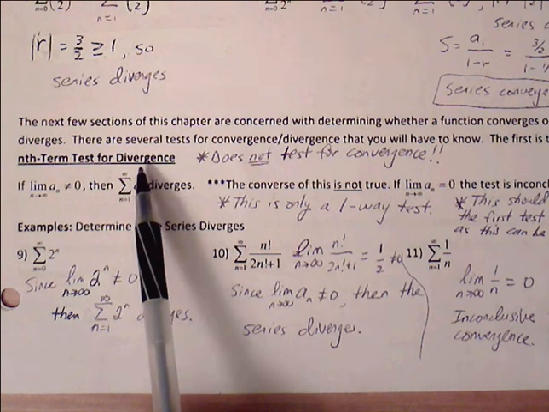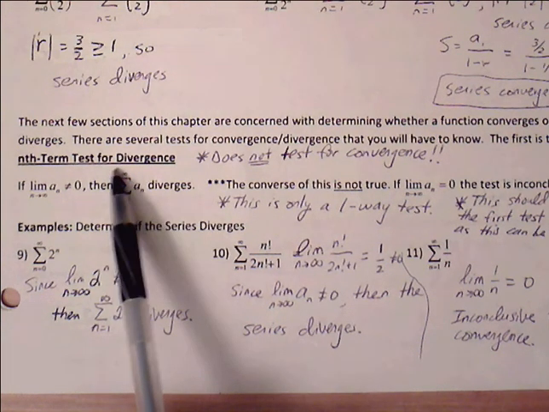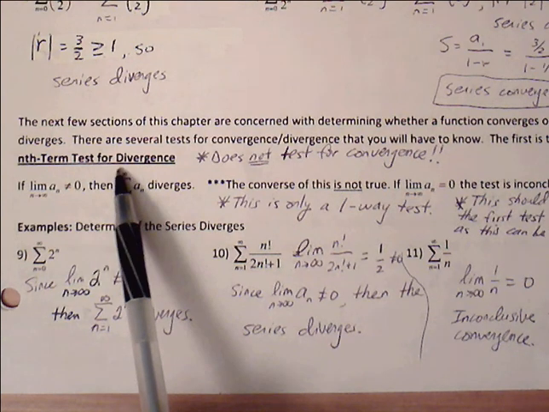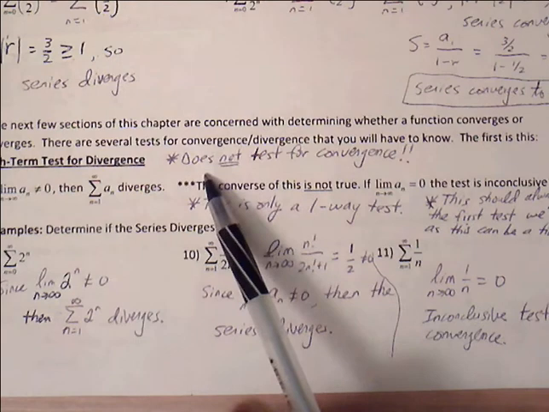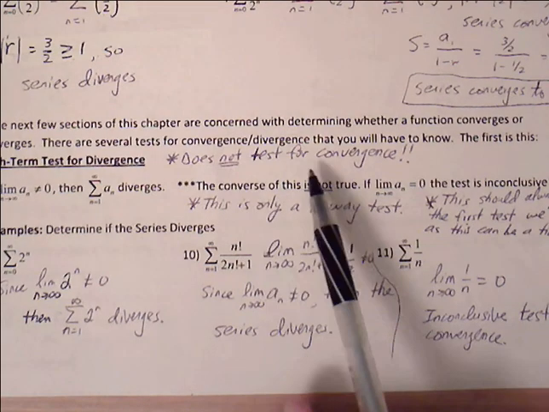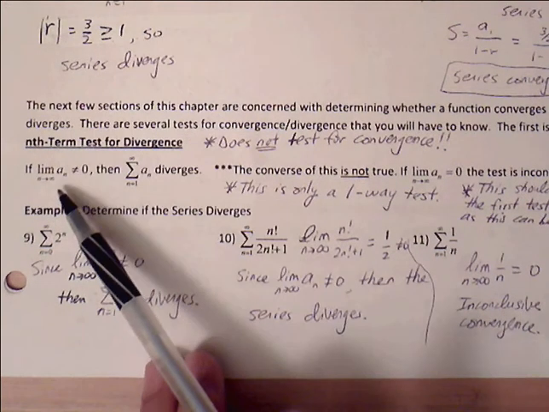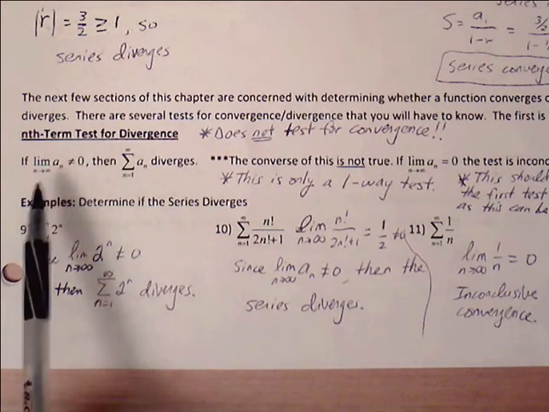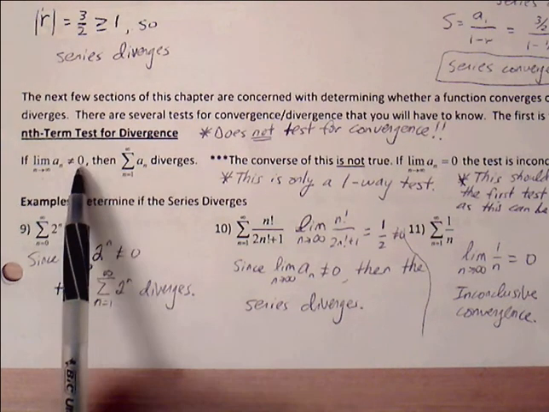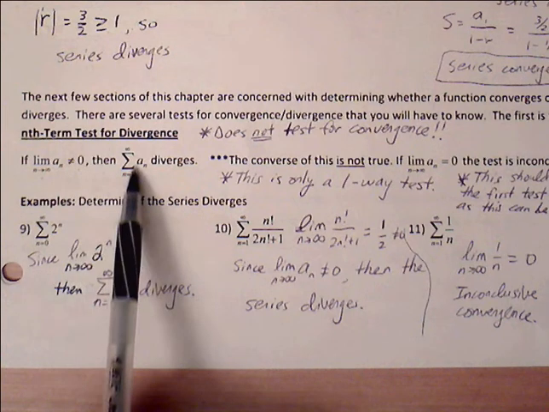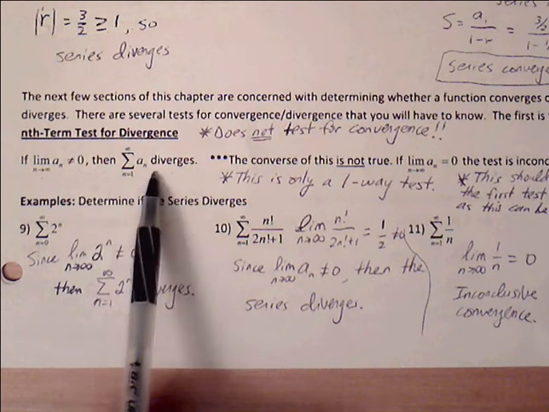Okay, but there are restrictions to this, and we do not want to misuse this nth term test for divergence. It's easy to misuse this, and I'll talk about why. This test does not test for convergence. So we have to keep that in mind. And here's the nth term test. It says if the limit of a sub n of our rule of sequence as n approaches infinity does not equal 0, then the summation of a sub n diverges. So it's a simple test, but it's easy to misuse.